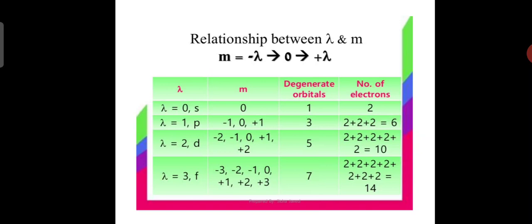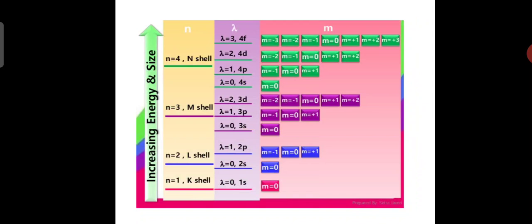When the sublevel is 3, that means the f orbital has been reached. So you have negative 3, negative 2, negative 1, 0, positive 1, positive 2, positive 3. So you have 7 orbitals. The total number of electrons is 14. This is the same as before: the size also increases as the level gets higher.